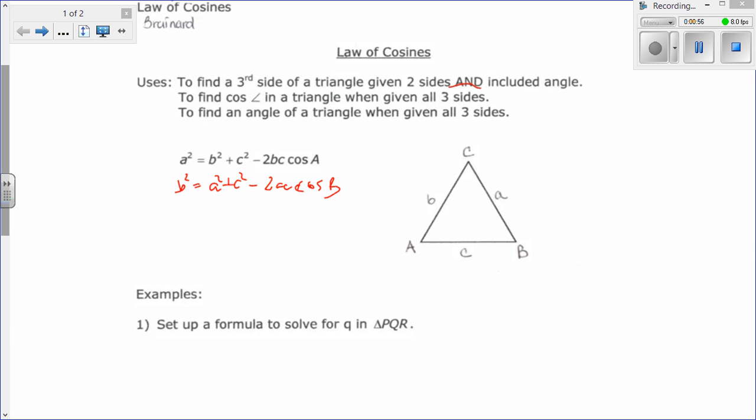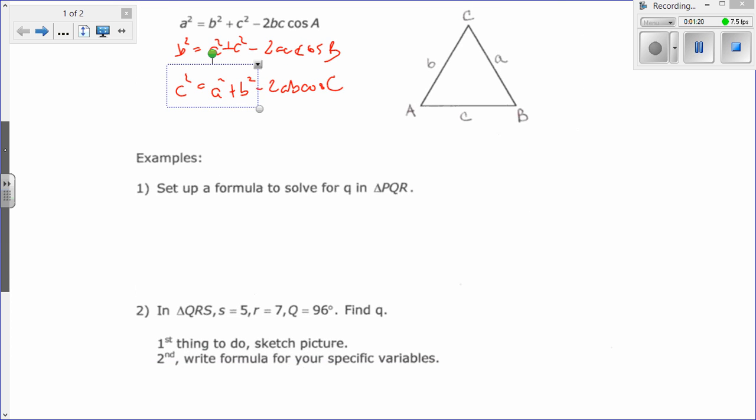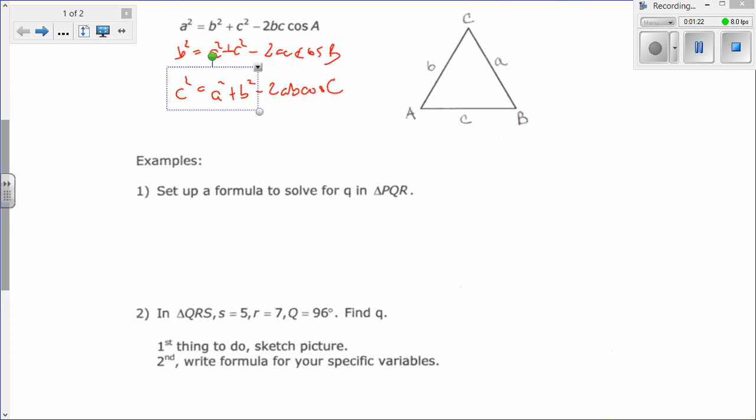cosine B. And if I was looking for c, I would do c squared equals a squared plus b squared minus 2ab cosine C. With the law of cosines formula, you always start and end with the same letter. So we're always starting and ending with either a for the side and a for the angle, or b or c.